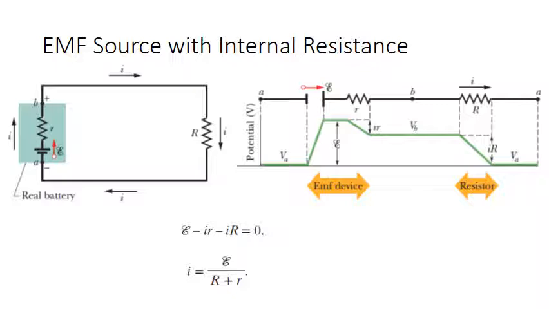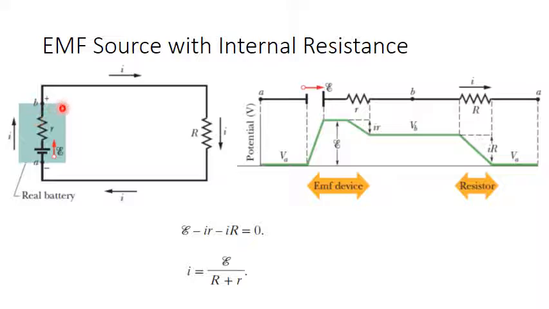The previous example was based on an ideal EMF source, which is an EMF source without internal resistance. What will be the case if I have an internal resistance? If I have an internal resistance, the EMF source would be represented as an ideal battery without any internal resistance, in series with its internal resistance small r. So this is the real EMF source, a real source connected in series with a resistance small r.